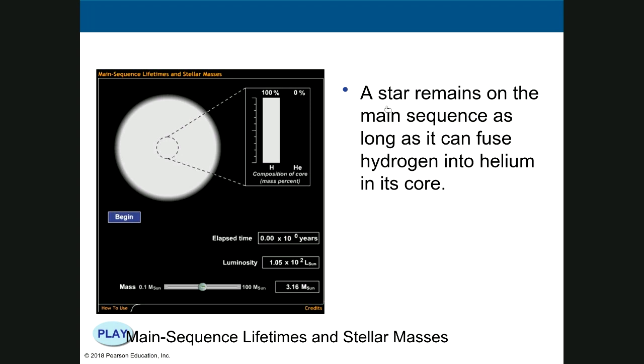Now, the star remains on the main sequence, as we've said before, as long as it can fuse hydrogen into helium in its core. But it's important to note that if this stops, if this becomes all helium, that doesn't mean fusion stops in the star. It just means that now it's so hot outside that you have a shell that starts to form. So there's still fusion going on in the star, but it's no longer contained to just the core. It's an outer layer fusion.